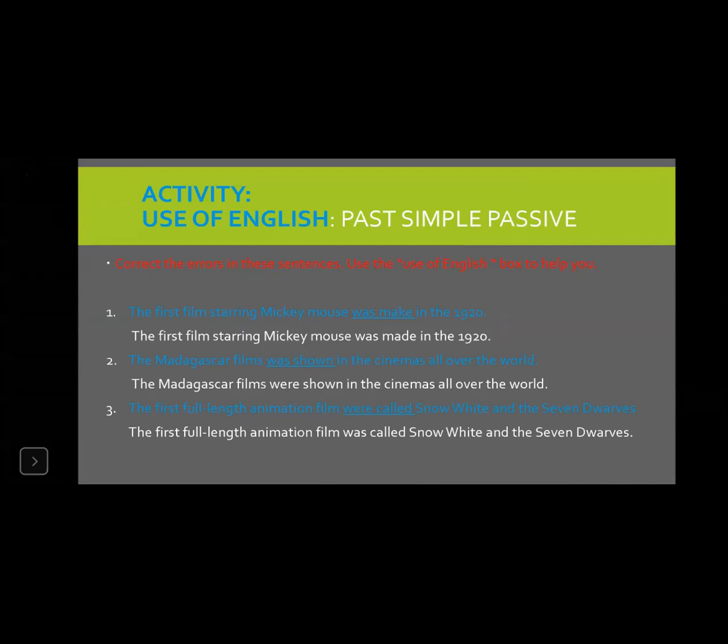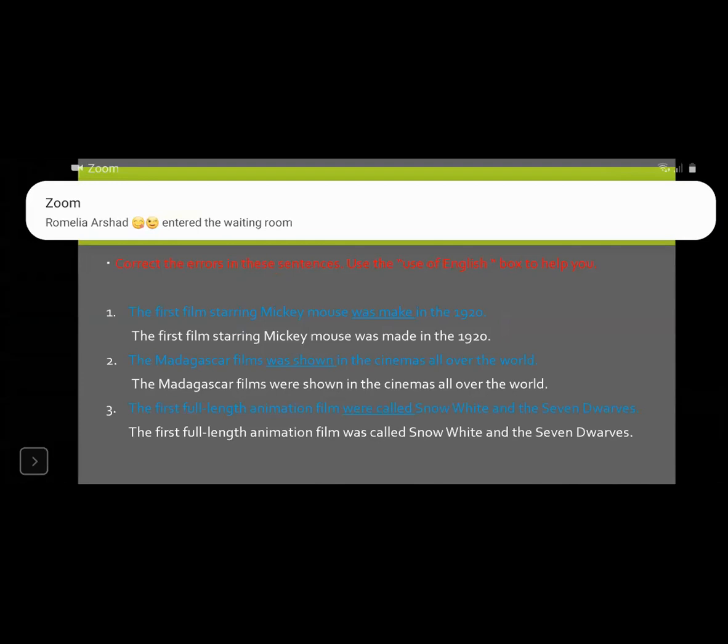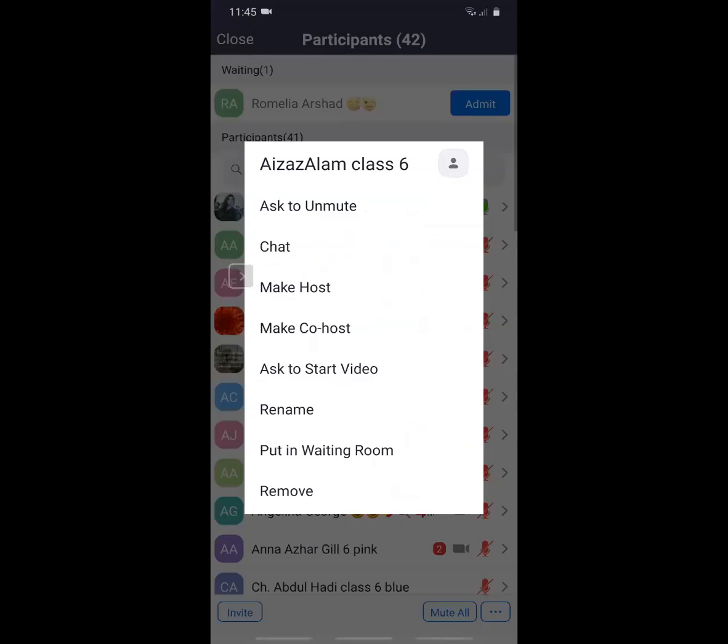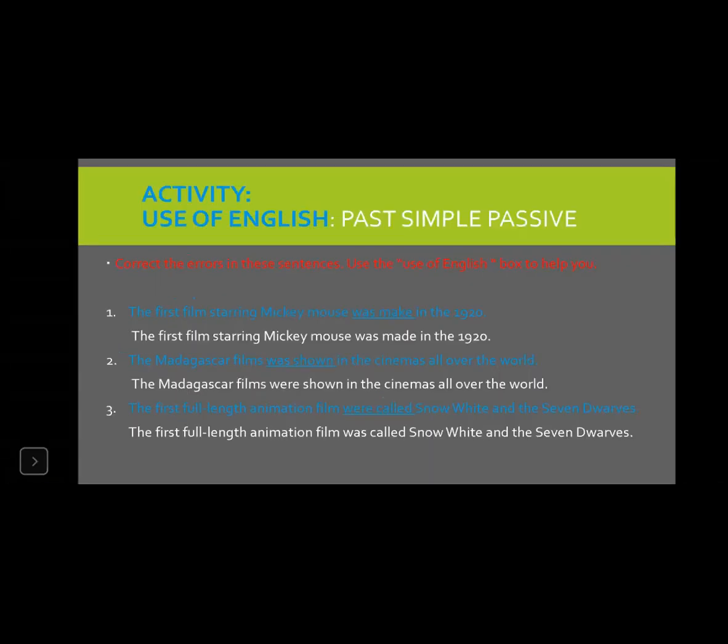Now move towards the activity. This is an activity that you need to do on your English B copies. Correct the errors in these sentences with the use of the English box to help you. So आपने क्वेश्चंस को करेक्ट करना है, जो कि अंडरलाइन वर्ड्स है उनको करेक्ट करना है regarding your past simple passive sentences. The first film starring Mickey Mouse was made in the 1920. So what will be the correction? The first film starring Mickey Mouse was made in 1920.